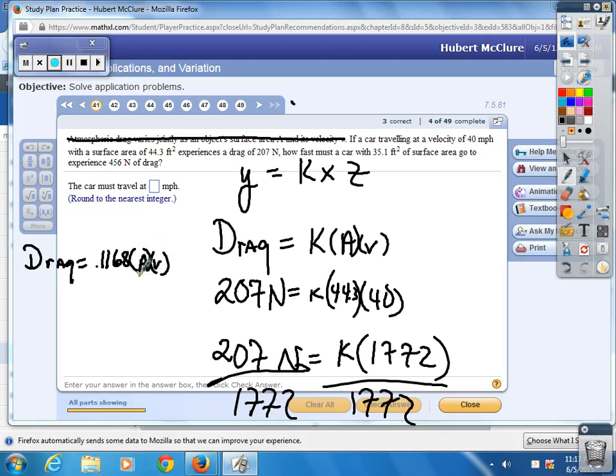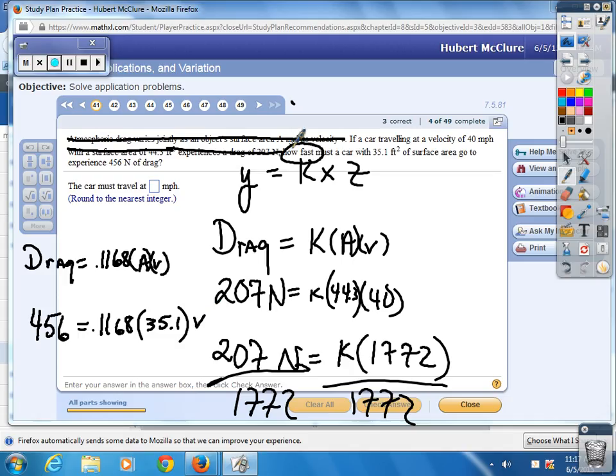Now we've done all the way to here. How fast must a car with 35 square feet go to experience 456 newtons? So 456 is equal to 0.1168 times 35.1 times V. And what are we going to solve for? V, because that's how fast.